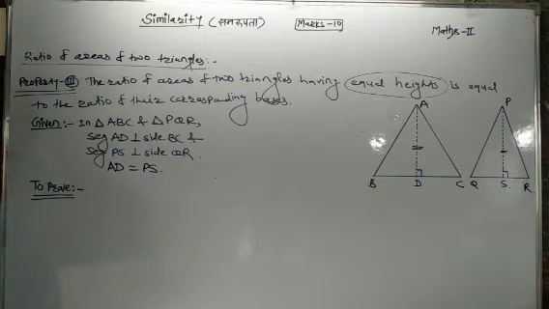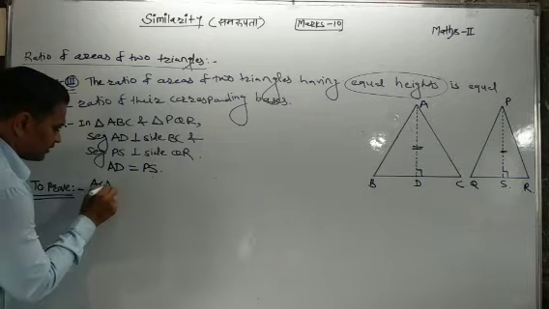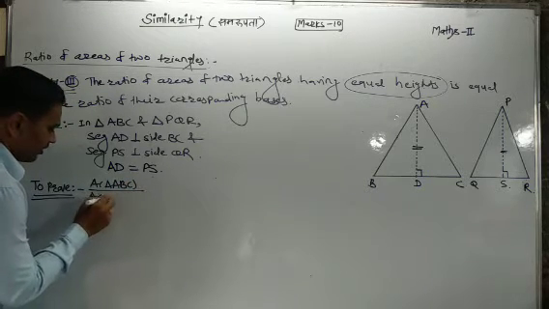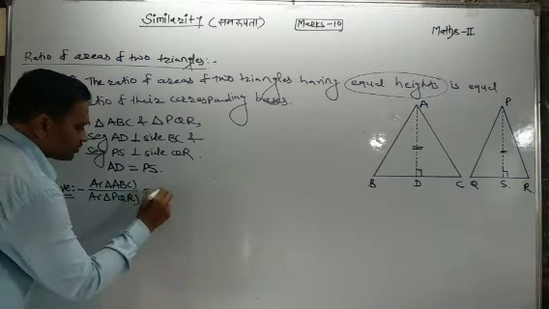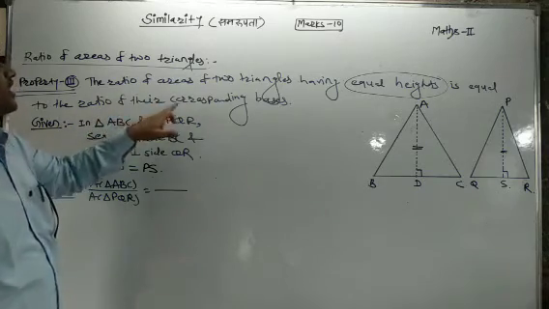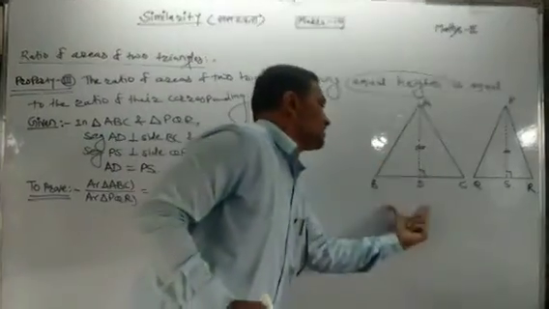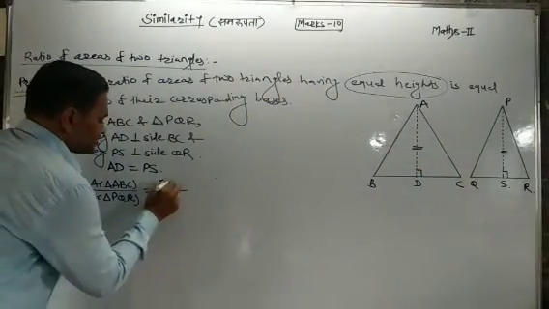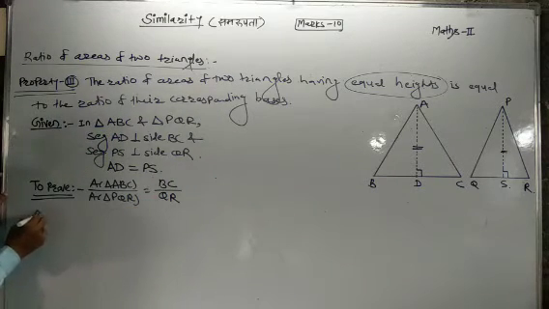We want to prove that the ratio of areas of two triangles, means area of triangle ABC divided by area of triangle PQR, is equal to the ratio of their corresponding bases. Which are the bases of the two triangles? BC and QR. Understand? Means BC divided by QR. Right. Now proof.